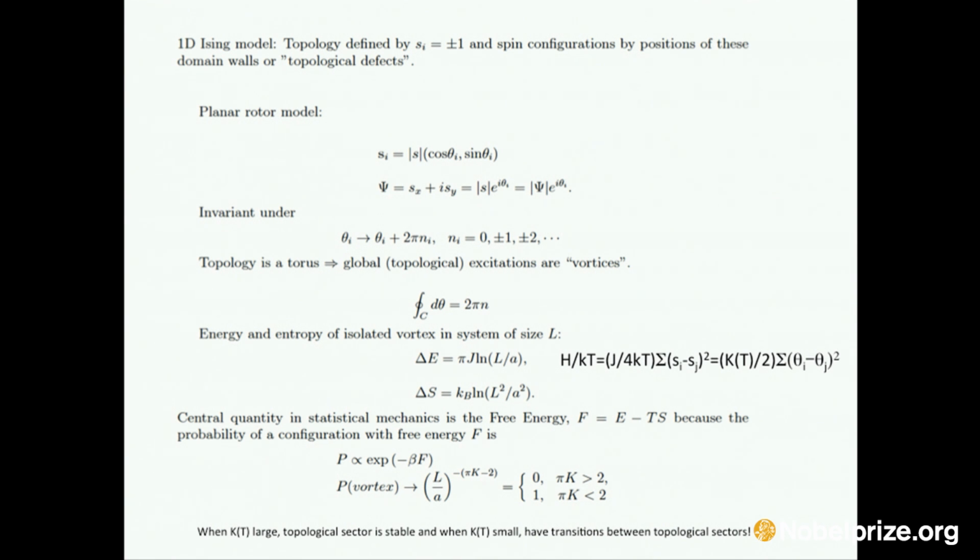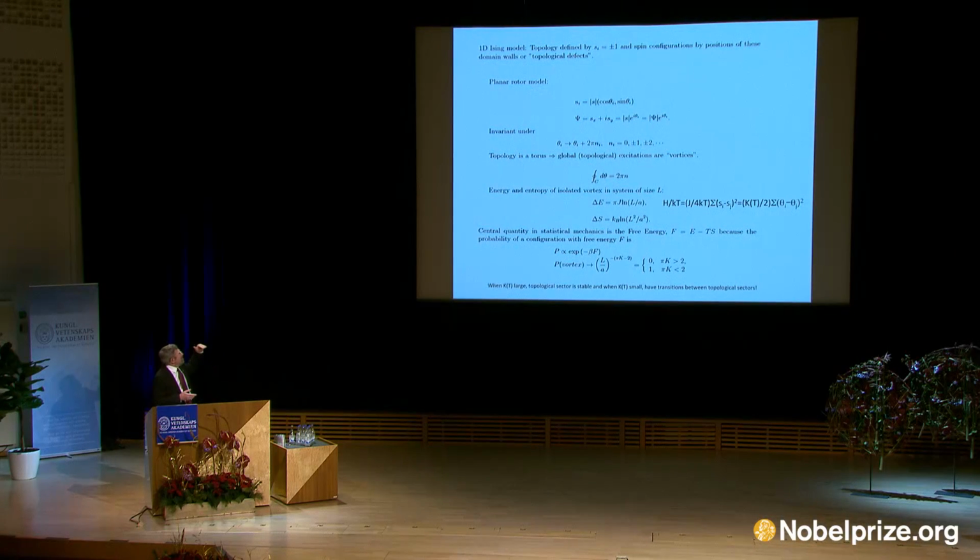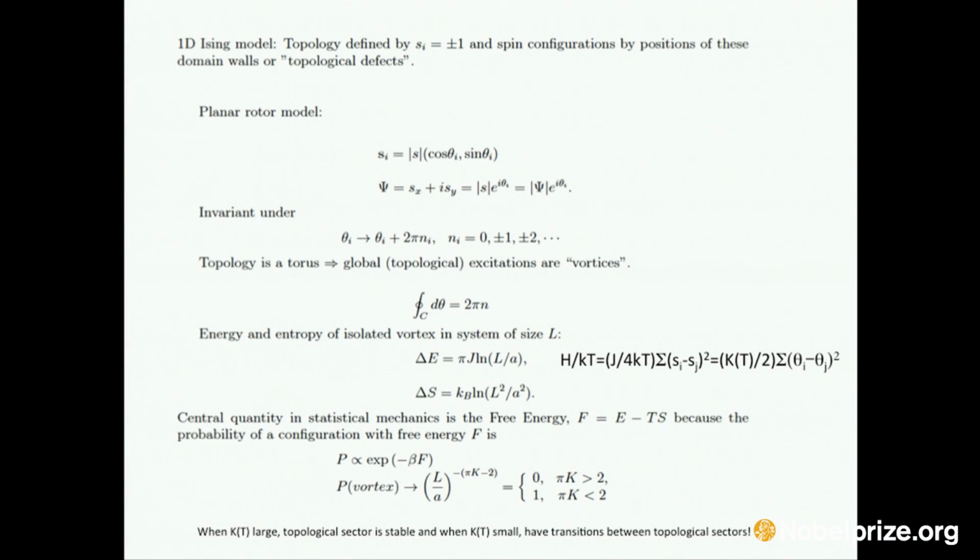Now, what do we know? What's the situation? The first thing is we're talking about superfluid helium, or if you like, a two-component spin model where, let's say, we assume that the length of the spin is fixed, so the spin configuration can be defined by this angle theta. And if you like, the superfluid order parameter is just S_x plus i times S_y, which can be written in the form amplitude times e to the i theta, where theta is a phase.